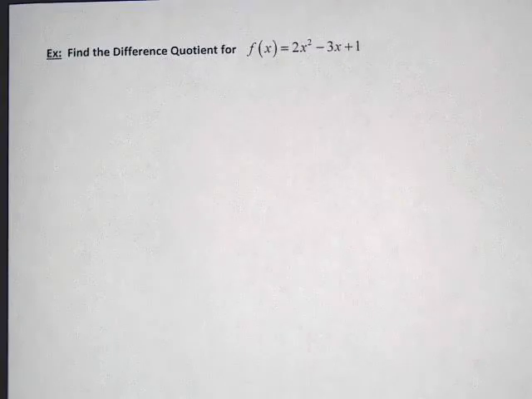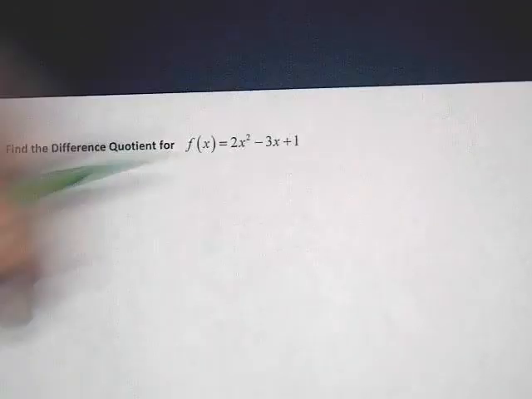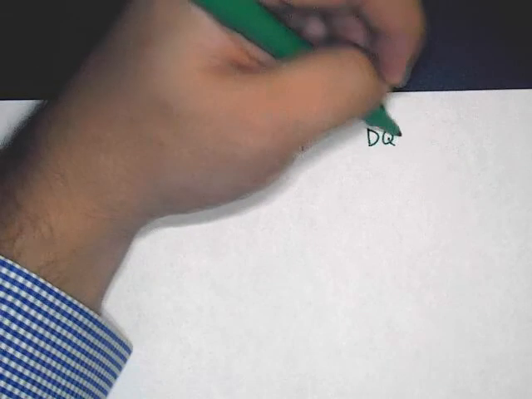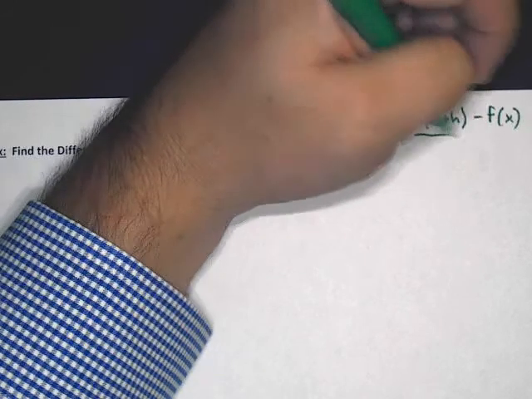As we move on to this last page, we have a new function. Let's just remind ourselves of what the difference quotient formula was. We know that the difference quotient is going to be f of x plus h minus f of x, all over h.